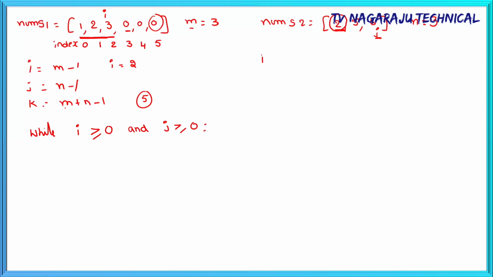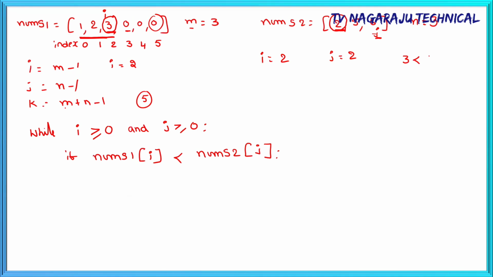Yes, i value is equal to 2 and j value is equal to 2. Condition true. Compare this value with this value. How? If nums1 of i is compared with nums2 of j, here the values are 3 and 6. Now I am doing less than. So 3 is less than 6. If 3 is less than 6, now what am I doing?